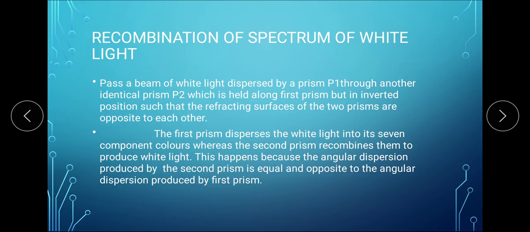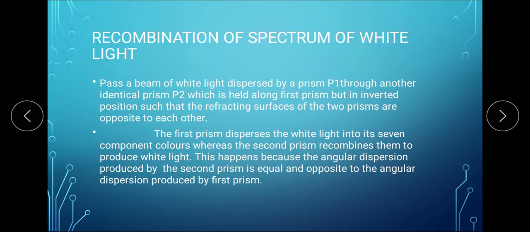In order to recombine the spectrum of white light, he took 2 glass prisms. Let them be P1 and P2. And what he did is, he passed a beam of white light dispersed by the prism P1 through another identical prism P2, which is held along with the first prism but in inverted position. He placed another prism along with the first prism which was exactly identical, but the second prism was in an inverted position with respect to the first prism such that the two refracting faces of the two prisms are opposite to each other.